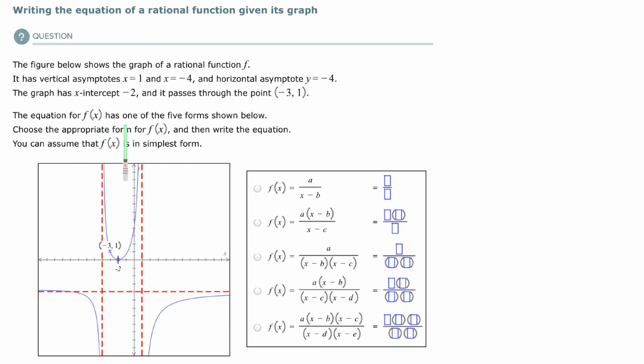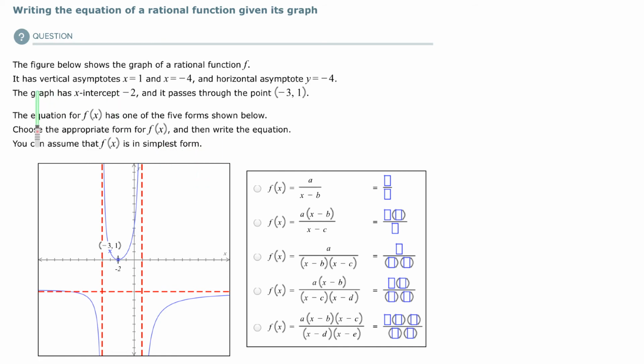So the equation for f of x has one of the 5 forms below. Choose the appropriate form for f of x and write the equation. You can assume that f of x is in its simplest form. That means it's in its reduced form. All the common factors are reduced.